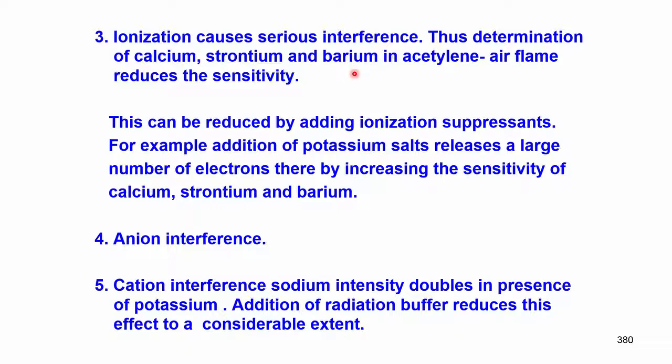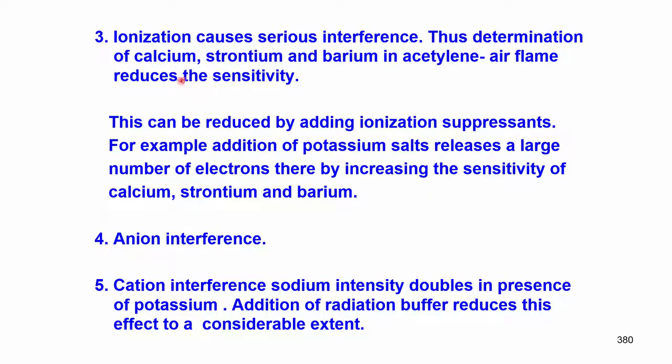So, ionization we do not want, as usual. We do not want ionization because ionization causes serious interference. We want atoms, we do not want ions. That is the fundamental basis of all atomic absorption spectrometry, because if ions are formed, it is useless as far as emission and absorption. We want atoms in the ground state, it should go to the next higher energy state, and the atoms in the higher energy state have to come down to the ground state by loss of energy through the emission mode. So, determination of calcium, strontium and barium in an acetylene and air flame reduces the sensitivity.